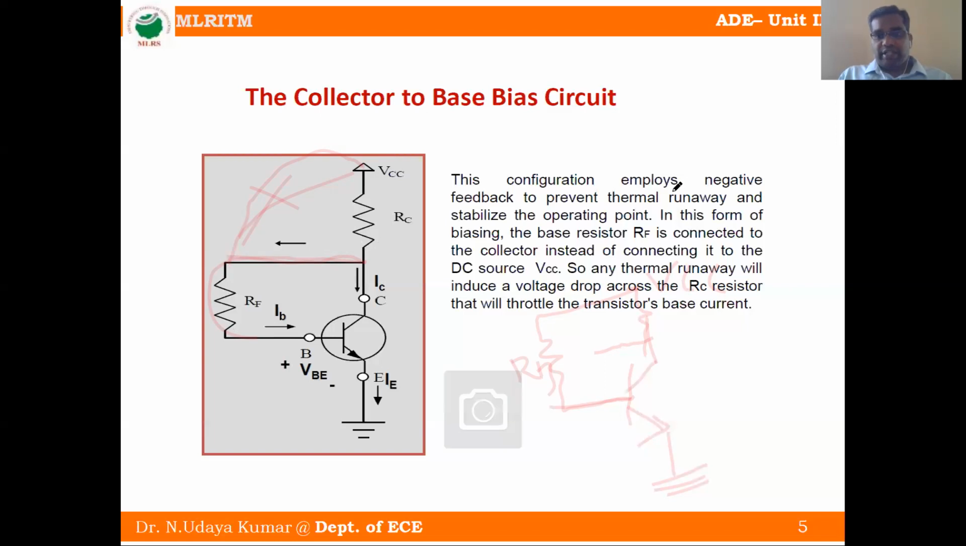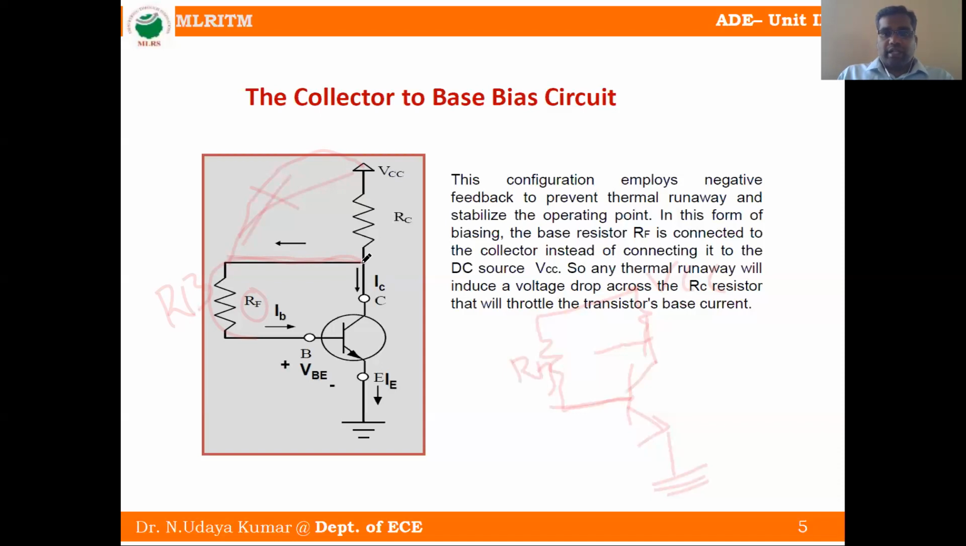This configuration employs negative feedback to prevent thermal runaway and stabilize the operating point. In this form of biasing, the base resistor we take as RF because it is a feedback resistor, F for feedback. We can also take RB, no problem. It is a base resistance or feedback resistance, and it is connected to the collector. So this is the collector terminal.